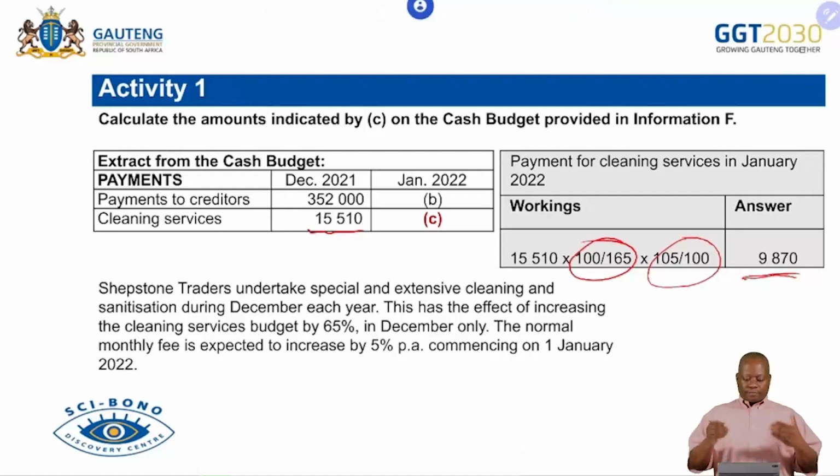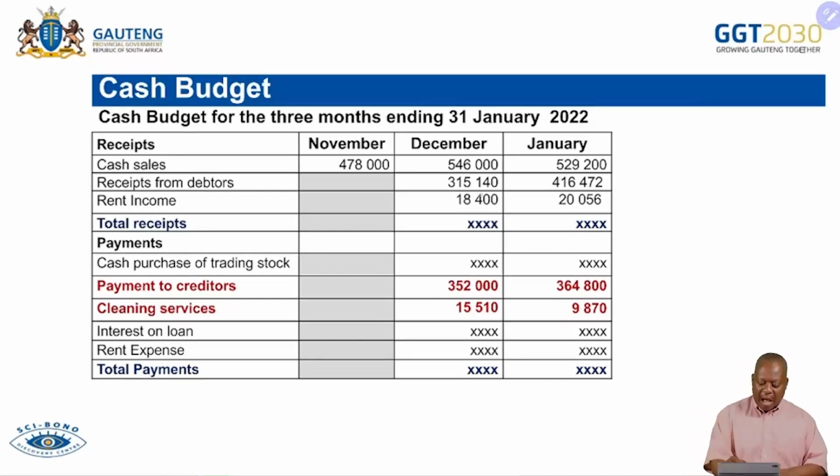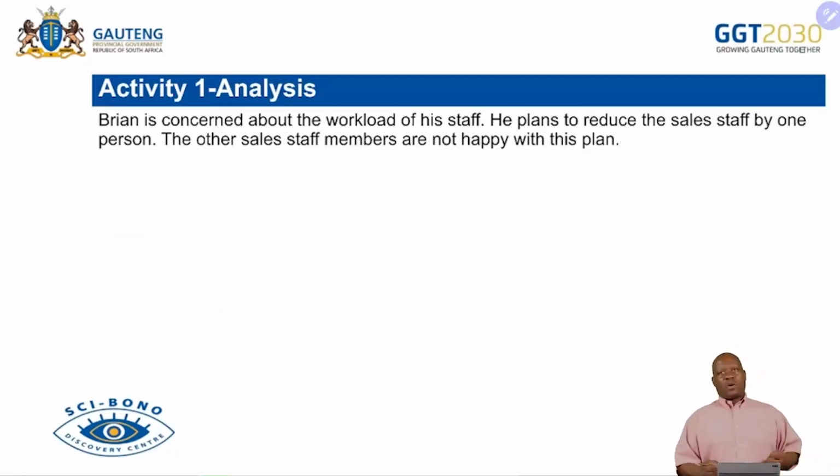Right? Let's continue. Now, you can see when these amounts are taken into account, remember, this was our missing A, which is rent income for the month of December. This was our missing B, and this was our missing C. So we are done in calculating the amounts that are missing in A, B, and C.